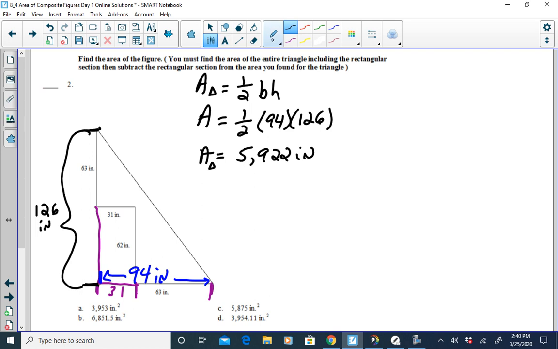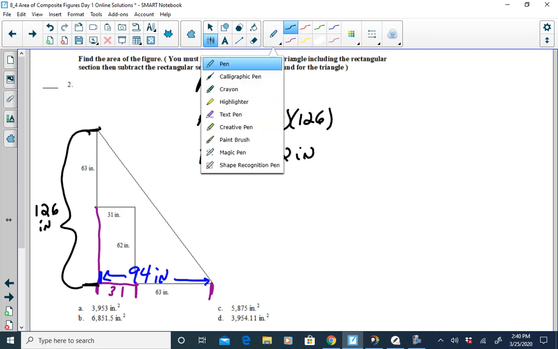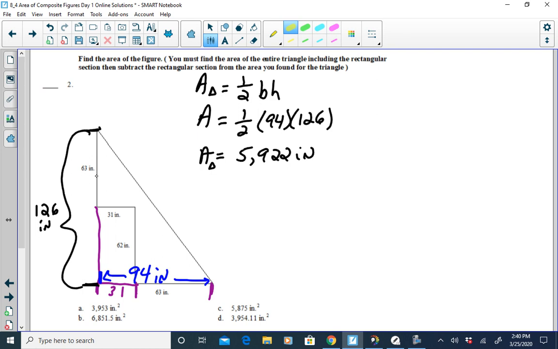Let me fill this in here so we can see exactly what we're talking about. We just found the area of that entire triangular section, and that is your 5,922. The next thing we have to do is to find the area in here. We need to find the area of that rectangle. Now the area of the rectangle is obviously much easier, because it is a rectangle. So let's go ahead and find that.